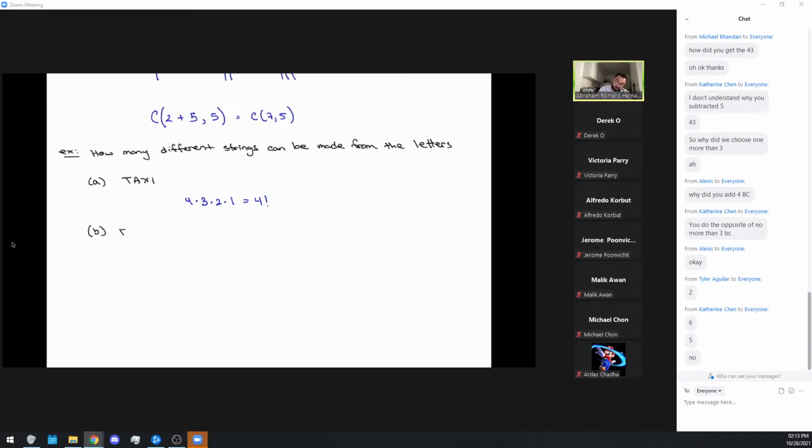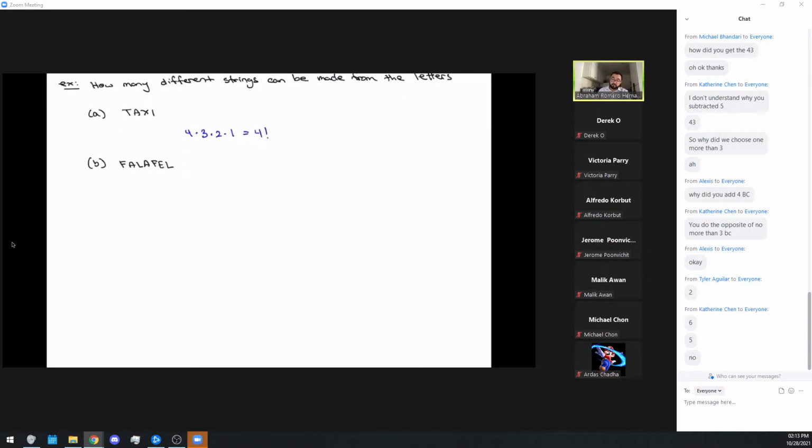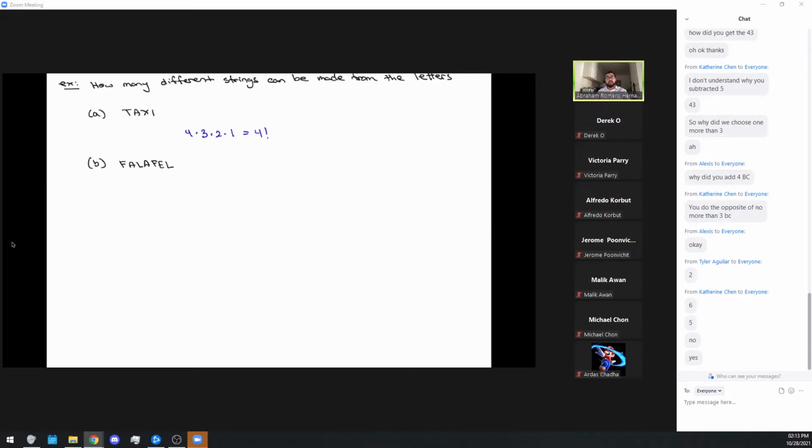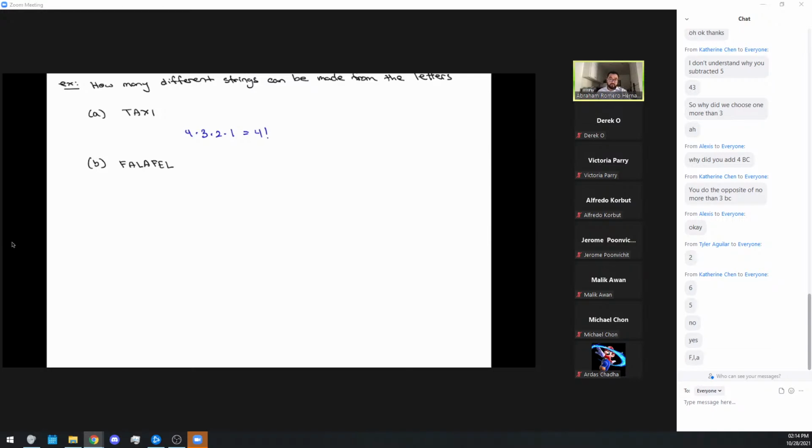What if the word was this one though? Falafel. Does this have any repetitions? Yes. And what are the repetitions? F, L, and A. Exactly. The F's are being repeated, the A's are being repeated, and the L's are being repeated.